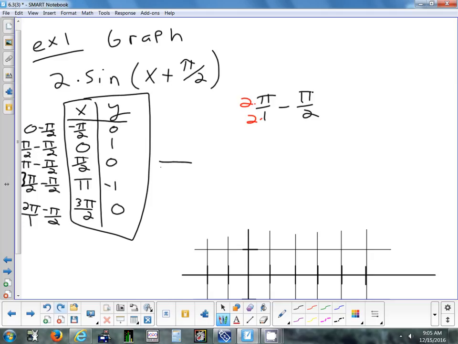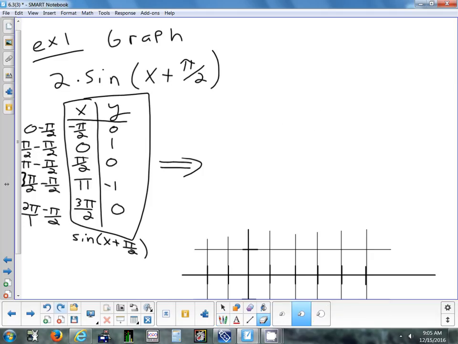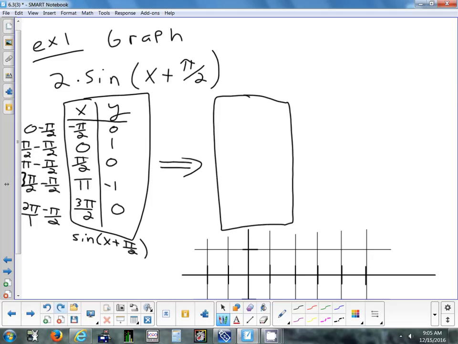Any questions on that? So if it makes it clear, I can label this table sine x plus pi over 2. That's not the final answer. All right, so now we're going to take that table and create our final table.